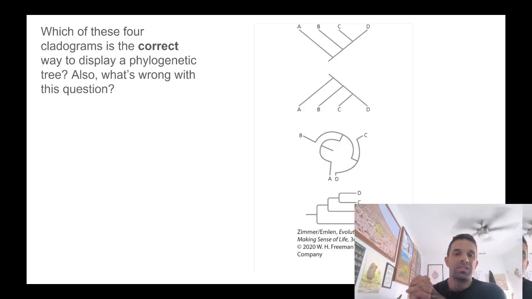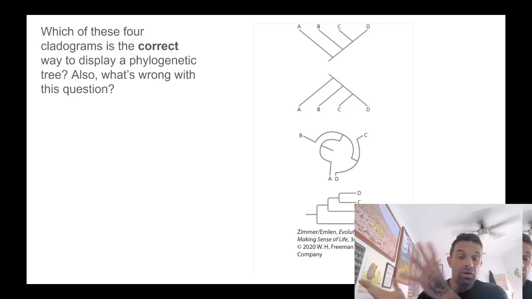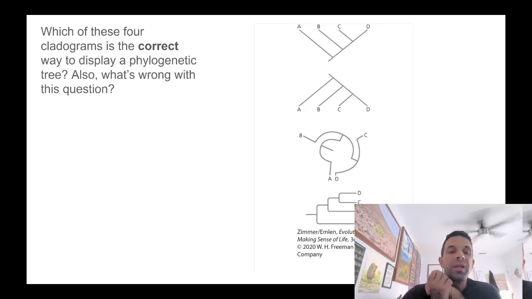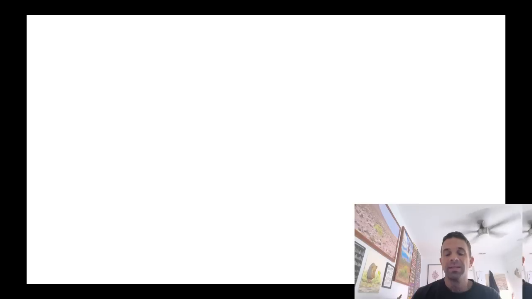Which of these 4 cladograms is the correct way to display a phylogenetic tree? Also, what's wrong with this question? Okay. They're all the same way to display a phylogenetic tree. All right. And what's wrong with this question is that it implies that one of those is wrong. They're all the same. That's all I got.